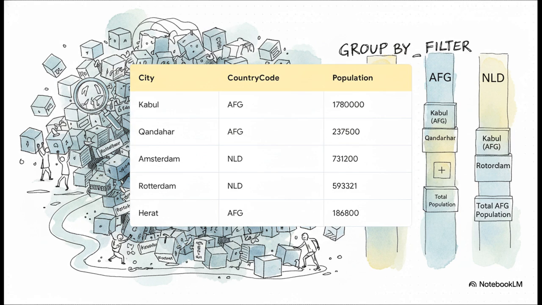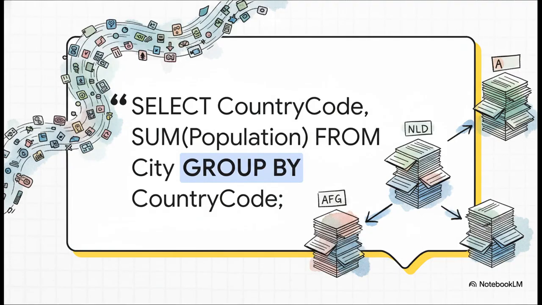To get the totals, you'd have to go through line by line, find all the AFG rows, add them up, then start all over again for NLD. That is just way too much work. And this is where group by saves the day. The way it works is actually pretty cool.